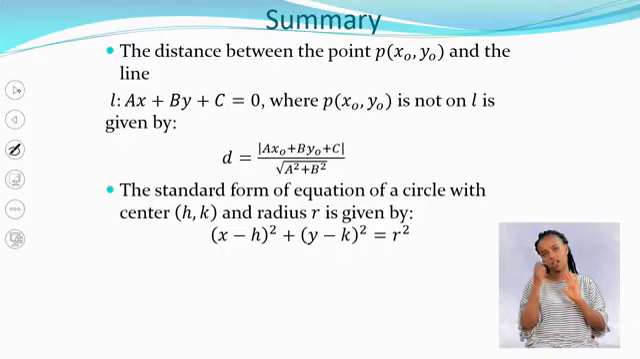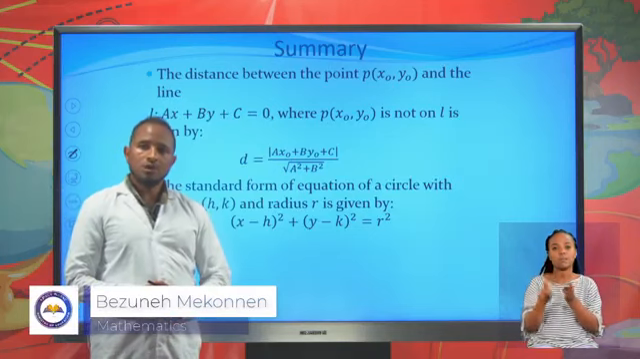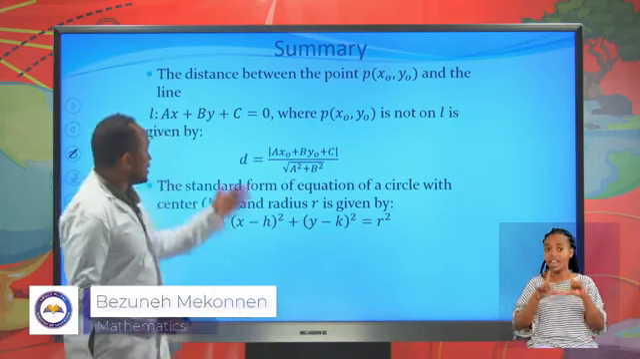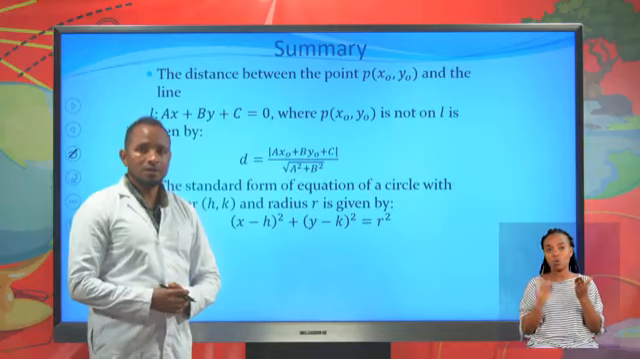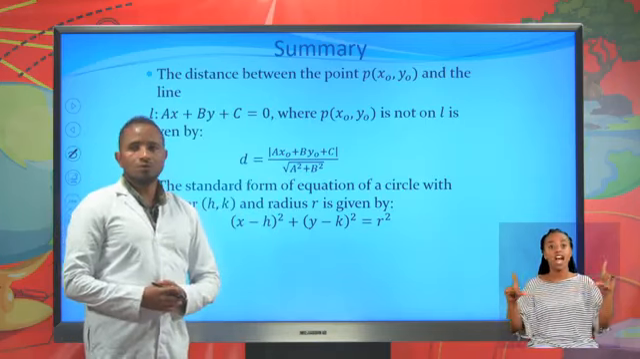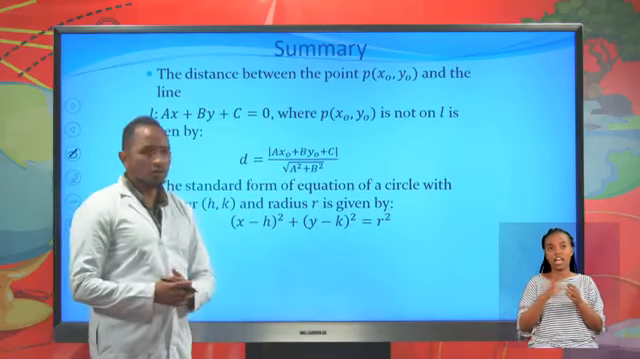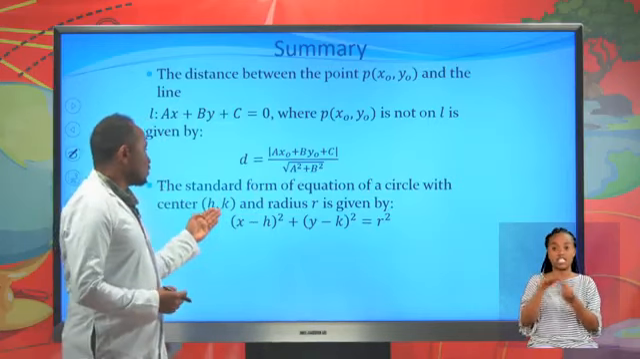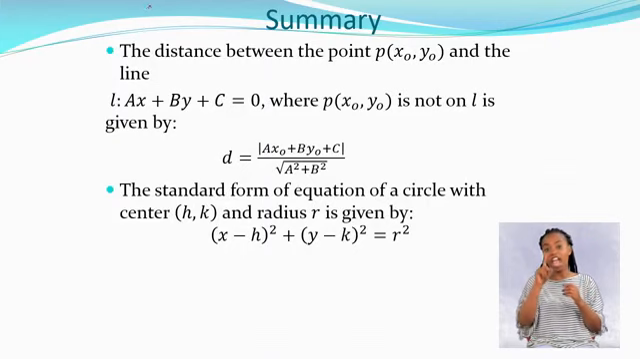So to summarize what we have seen today: the distance between the point P(x₀, y₀) and the line ax + by + c = 0, where P is not on the line, is given by d = |ax₀ + by₀ + c| over the square root of a² + b². And the standard form of the equation of a circle with center (h, k) and radius r is (x − h)² + (y − k)² = r².